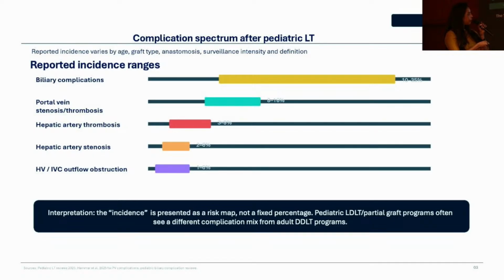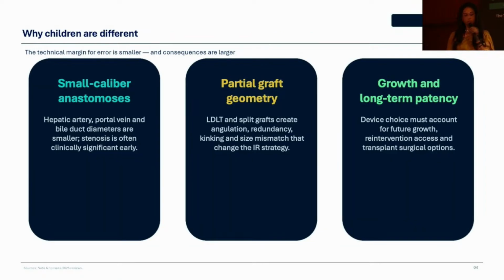Next comes your portal vein complications, and then the hepatic artery ones. You do come across them, but not as much as the biliary complications. So these are the spectrum of complications that you can come across after an adult LT or a pediatric LT. But in a pediatric LT, you see more portal vein complications compared to adult transplant. Why do we have portal vein complications in pediatrics? Because, most of the time, it's because of the graft geometry. In a pediatric transplant, you're putting the left lobe of the liver.